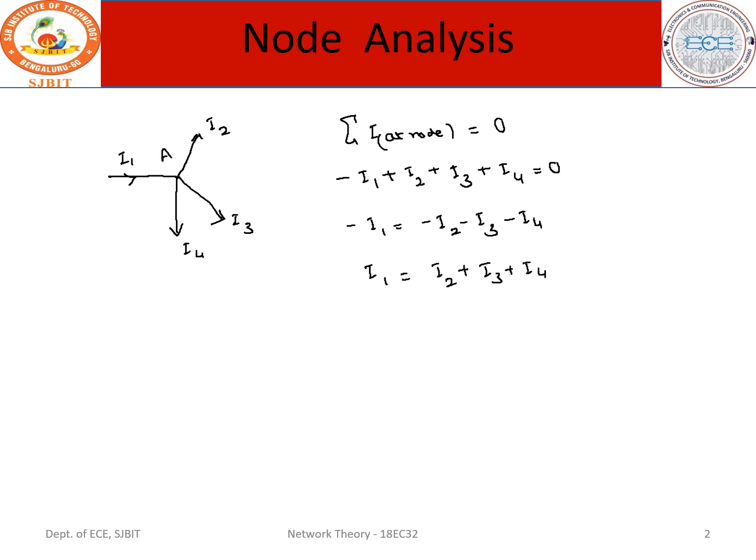That means the algebraic sum of the currents meeting at a node is equal to 0, or the sum of the currents entering the node is equal to the sum of the currents leaving the node.